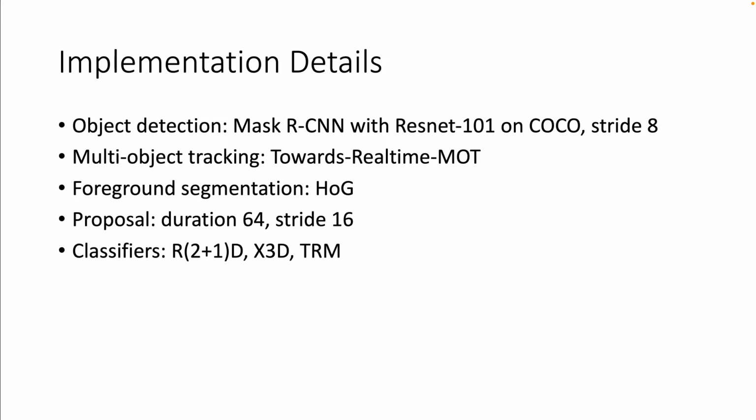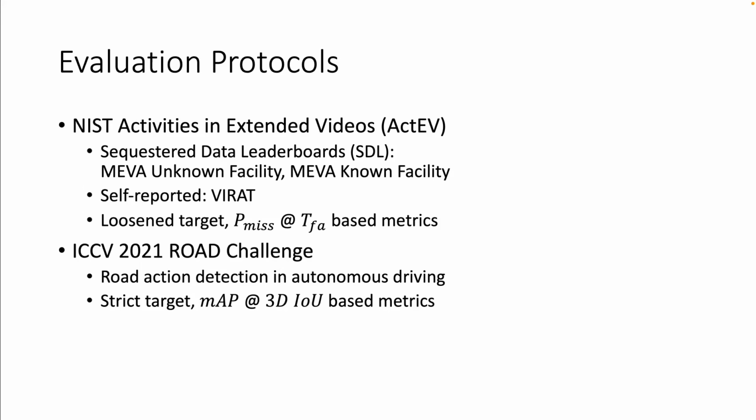The proposals are generated with a duration of 64 frames and stride of 16 frames. And we try different classifiers, including R(2+1)D, X3D, and TRM. We use different evaluation protocols to verify the robustness of our system.